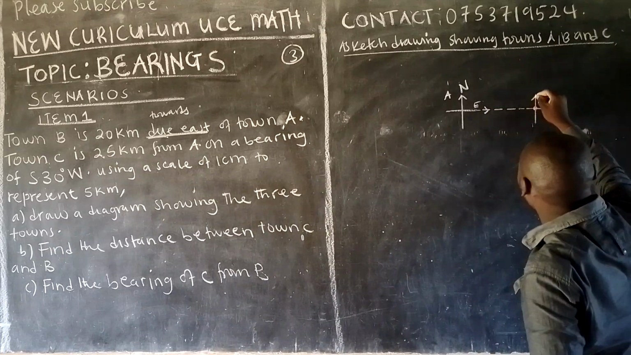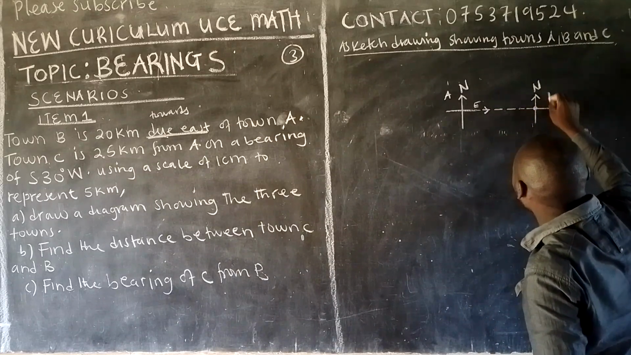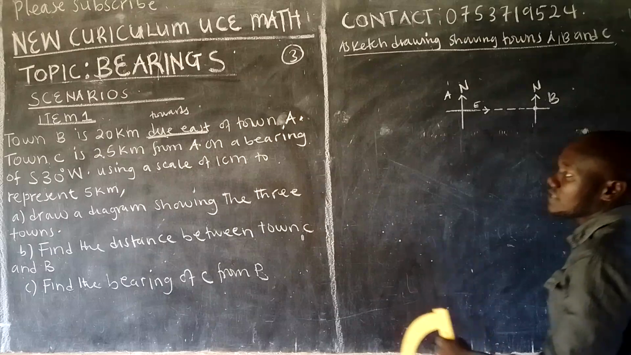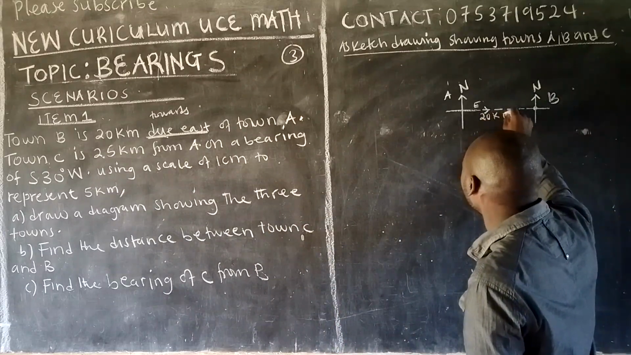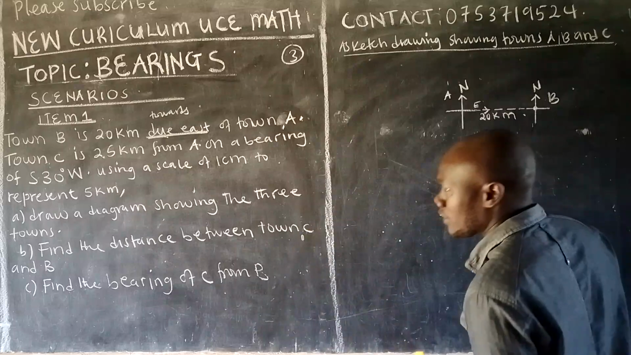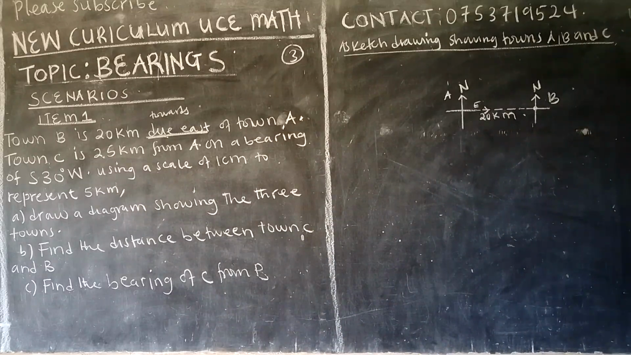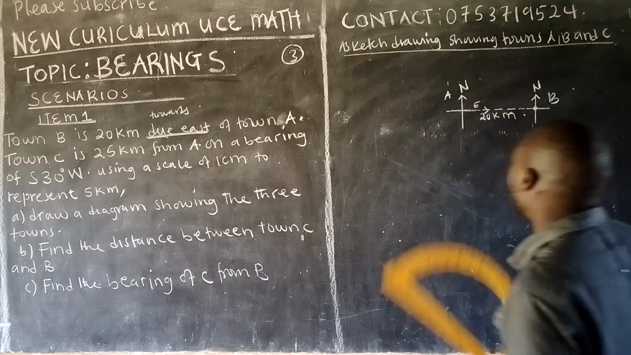Like that. So this one here is still our north, and this is now our town B. Now what's the distance? The distance there is 20 kilometers. So here I'll put 20 kilometers. Please, the sketch takes the same units of the distances given in the question. Okay, good. So I've finished that.